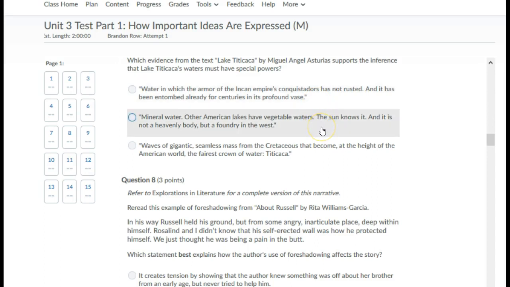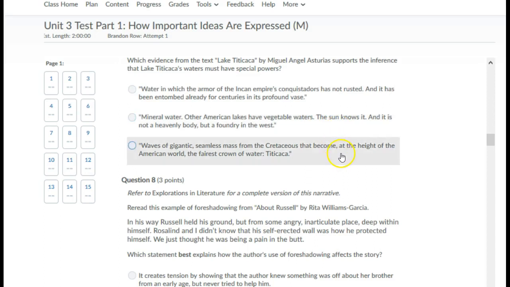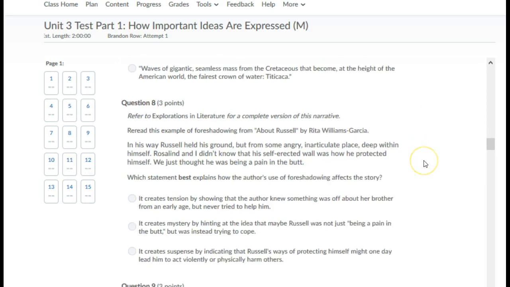Mineral water, other American lakes have vegetable waters. The sun knows it, and it is not a heavenly body, but a foundry in the west. Waves of gigantic seamless mass from the Cretaceous that become, at the height of the American world, the fairest crown of water, Titicaca.